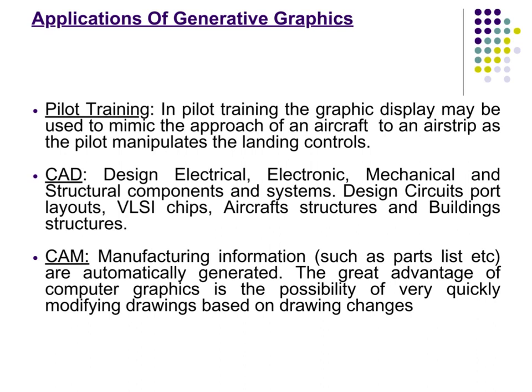Then CAD, which is used to design electrical, electronic, mechanical, and structural components and systems: circuit layouts, VLSI chips, aircraft structures, and building structures. Then CAM, where manufacturing information such as parts lists is automatically generated. The great advantage of computer graphics is the possibility of very quick modification, drawing changes based on the drawing.